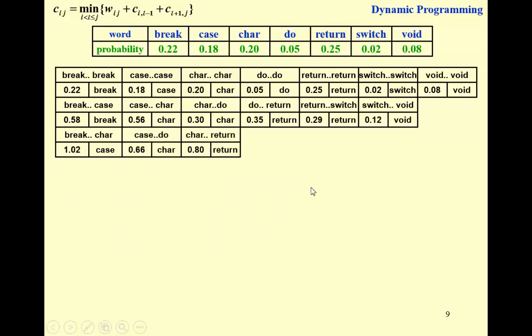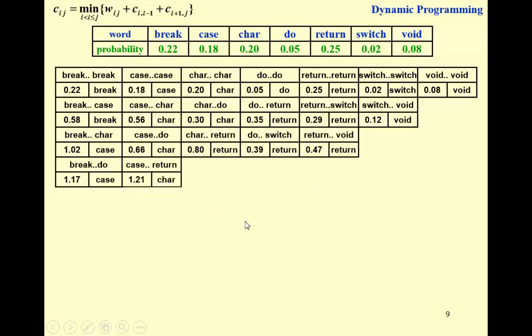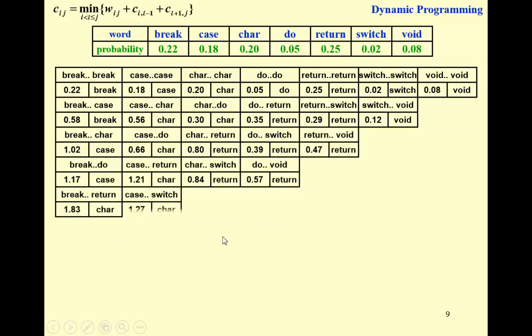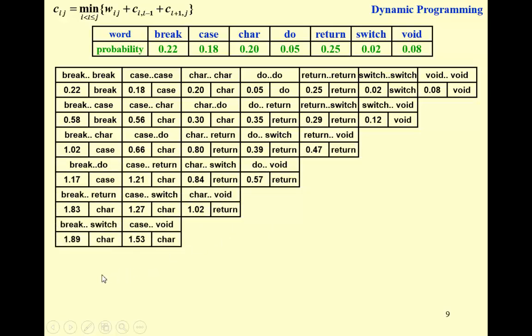Okay, so here we go. And finally, we have the solution from break to void. And the optimal tree root is char, and the optimal cost is 2.15. Now it's time to reconstruct this optimal tree. So from this unit, we can see that char is the root of this final result.